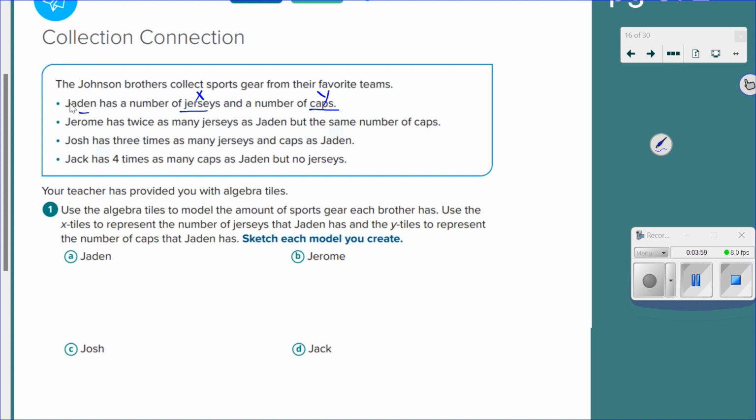So Jerome has twice as many jerseys as Jaden, but the same number of caps. Quit talking and humming, guys. Josh has 3 times as many jerseys and caps as Jaden. And then Jack has 4 times as many caps as Jaden, but no jerseys. So you see the picture?